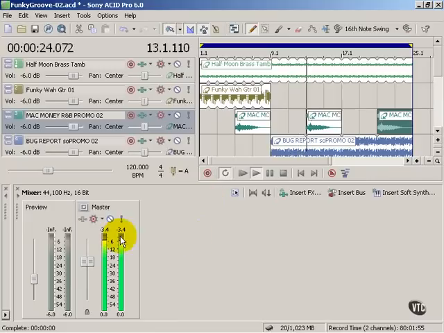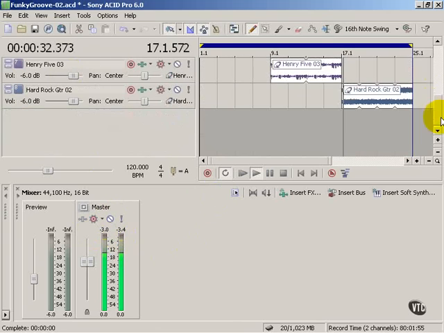So here I'm just looking at my levels to make sure I'm not maxing out. Because if you go above zero, for example, let's raise our hard rock guitar here. See how I'm maxing out there? That's bad. Let's take it back to minus 6 dB. Okay, so essentially, I've confirmed that nothing is redlining here.